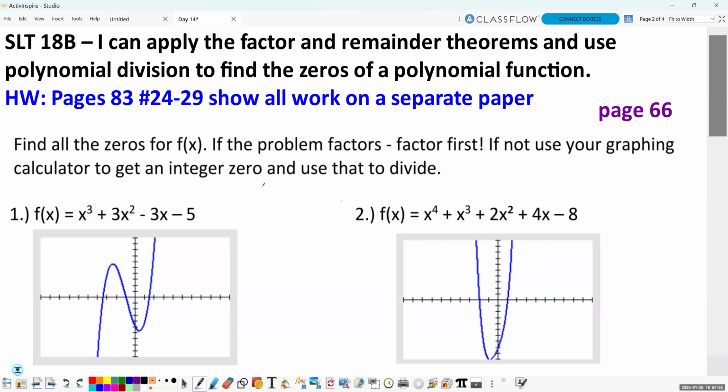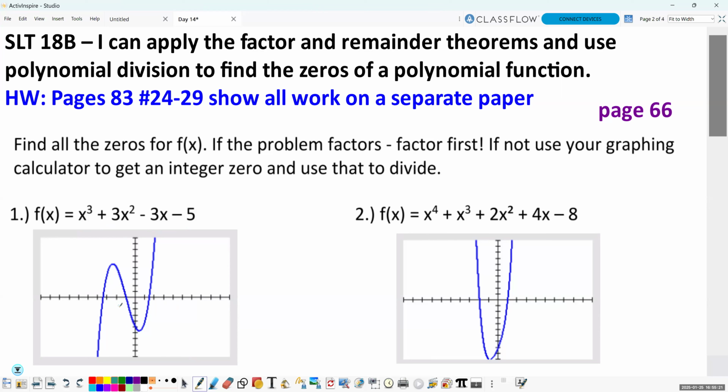So number 1 has 4 terms, but it doesn't group. If I take out an x squared from these 2 terms, I'm left with x plus 3. I cannot take out a factor from this second set and get x plus 3, so I'm going to have to use my calculator. You can see I've already got the graph here, and I see there are 3 real zeros, 1, 2, 3, and that's awesome because this is 3rd degree, and I know I'm not going to be dealing with any imaginary numbers.